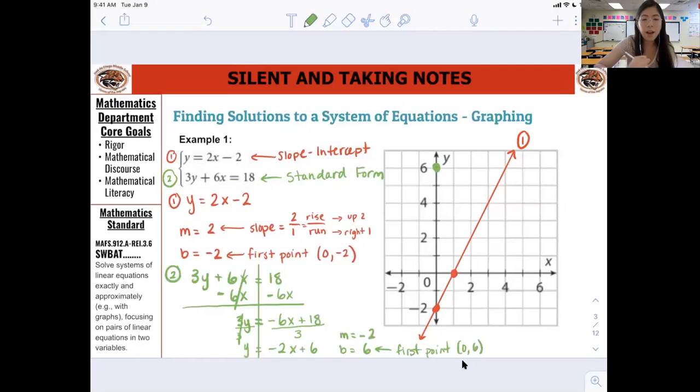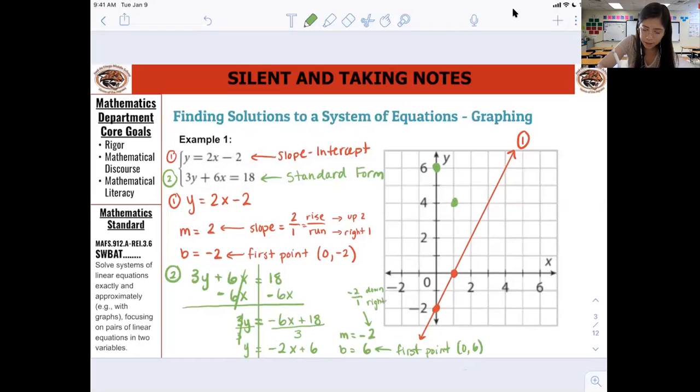And from there, my slope is negative 2, but I need that to be a fraction. So what would that be? Negative 2 over 1. Since it's negative 2, what direction does that tell me to go in? Down. Down 2 and 1 to the right. So I do that. Down 2, 1 to the right.